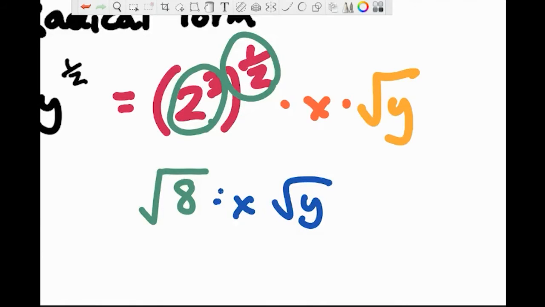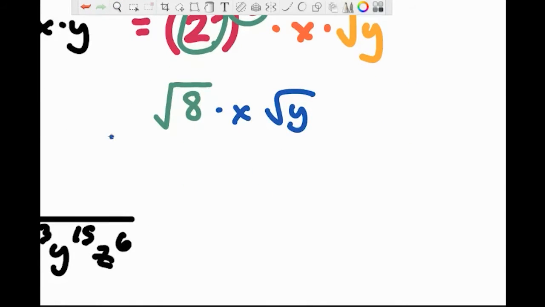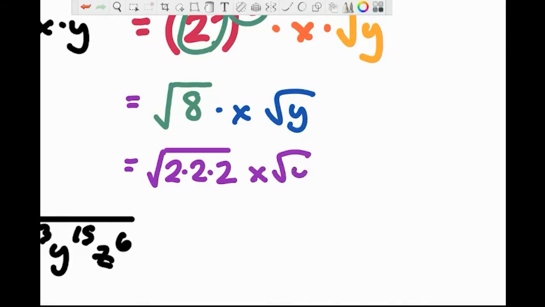Okay, the square root of 8 does have a perfect square in there, which is 4. So we do have to pull that out. So what I would do is just break down the 8, just factor it out. 2 times 4, which is really just 2 times 2 times 2, is the 8, times x times the square root of y. Square root is looking for groups of 2. There's 2 2's there, so that's just going to be a regular 2. And then this becomes the square root of 2 because there's 1 2 left over.